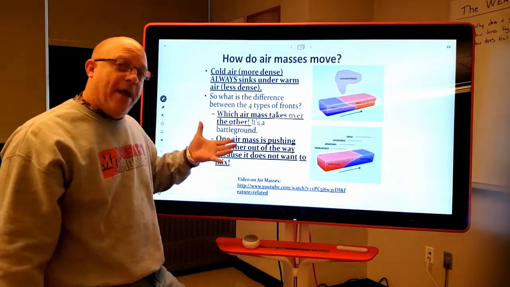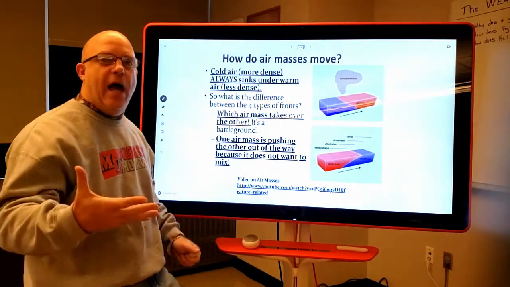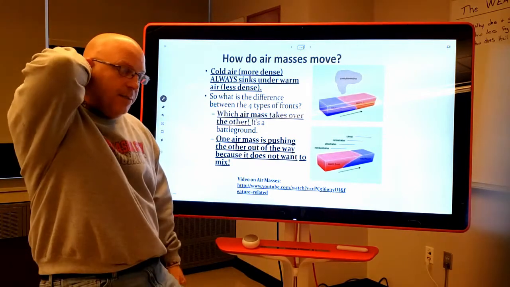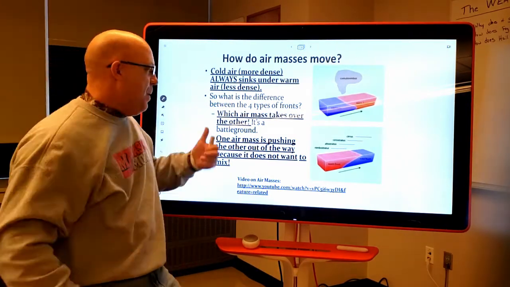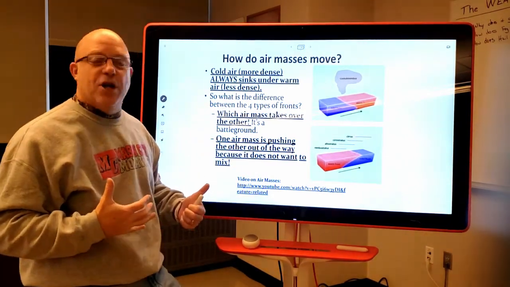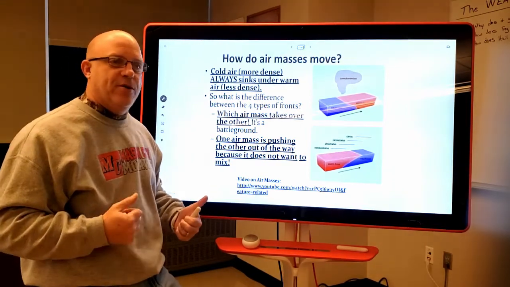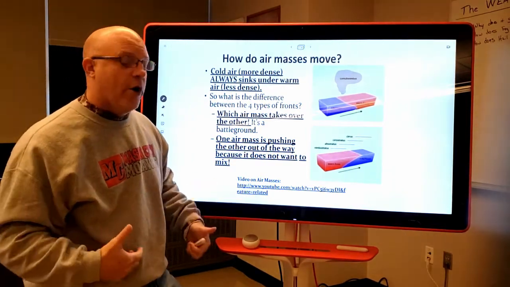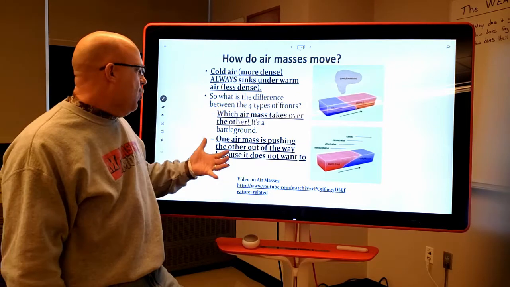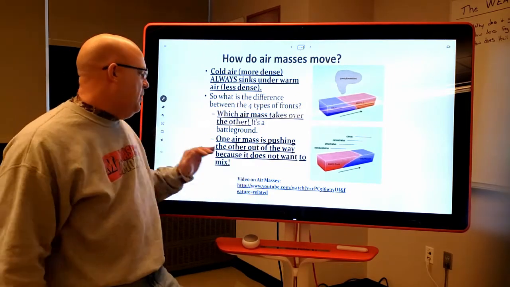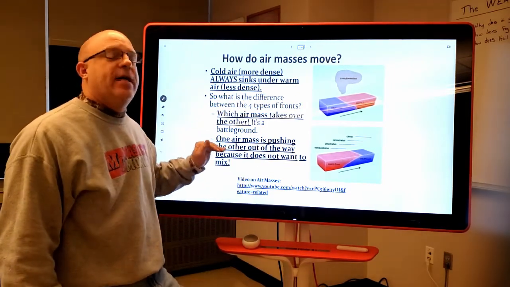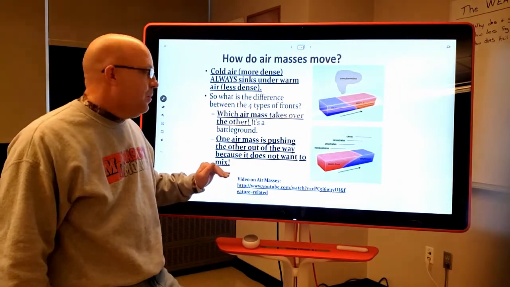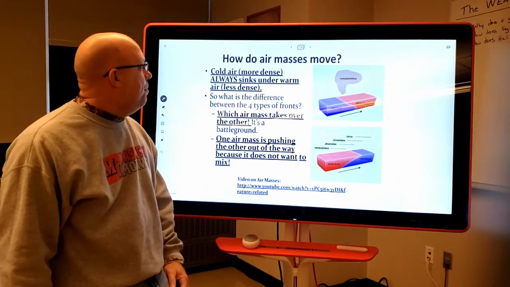And it is a battleground. That's the one word that you'll hear a lot of times in weather, is that this is a battleground between the two masses. And it's a shoving contest. It's like two sumo wrestlers pushing on each other. Whoever's stronger is going to win. So one air mass is always pushing the other out of the way because they do not want to mix. And this is where we get our storms from.